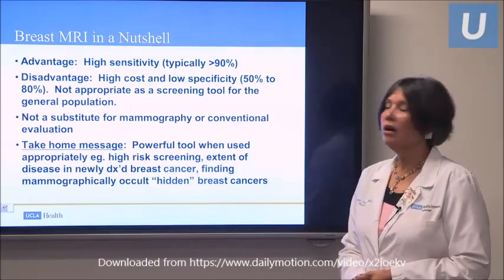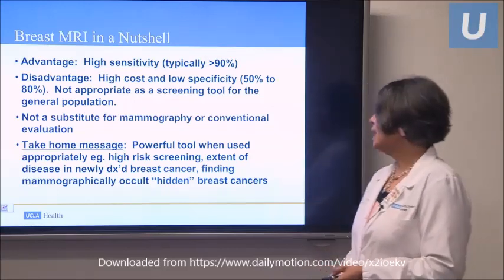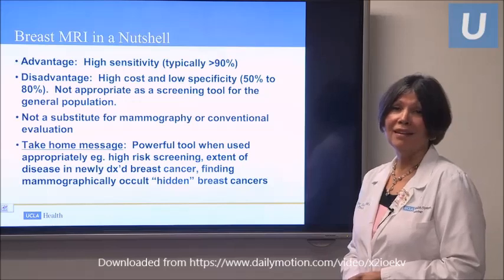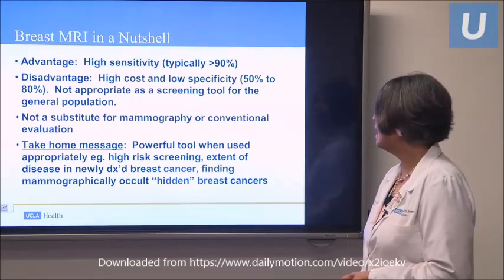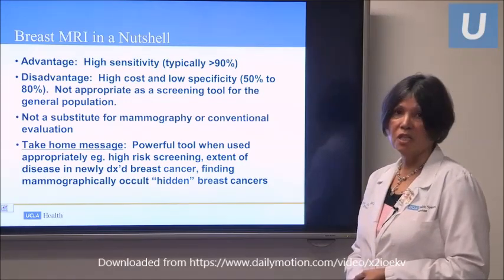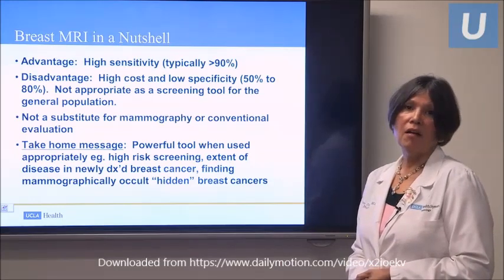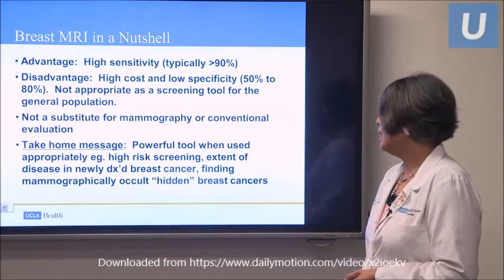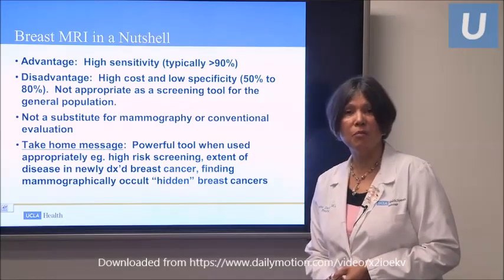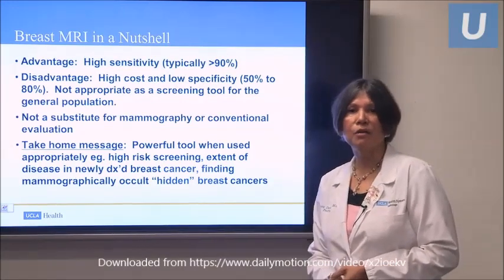So the advantage of MR, in a nutshell, is that it's very sensitive, over 90%, but again, our specificity is a little bit less, and it varies depending upon the reports and the data that you see. It is not a substitute for mammography or conventional imaging. All of these images, mammography and MRI and ultrasound, are adjuncts to mammography, and that is very powerful, and we use it for high-risk screening for those women who are gene positive or who have been seen by the high-risk program, which we have here at UCLA.